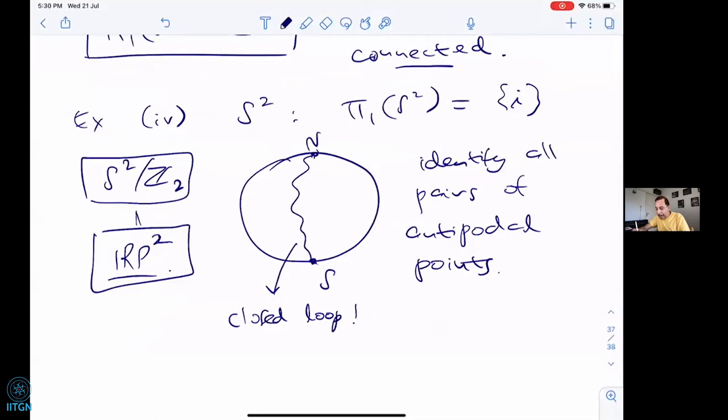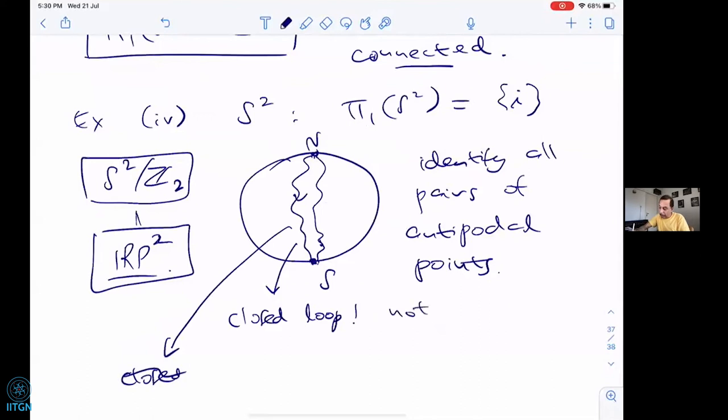Okay. But note that, and therefore it's a closed loop. But I can't move this point continuously to be there, because the South Pole is the South Pole, and only at the South Pole I'm back where I started. If I come only up to here, I'm not back where I started. Only when I finally reach the South Pole, I'm back. Okay, so this path is a closed loop, but it can't be deformed to the identity. So this closed loop is not homotopic to the constant loop.